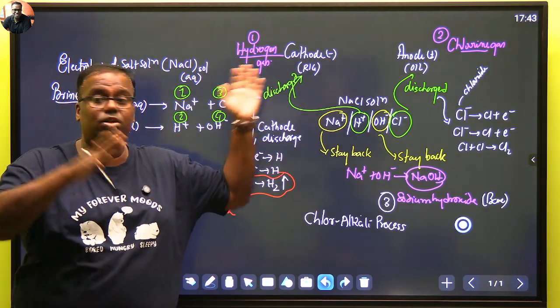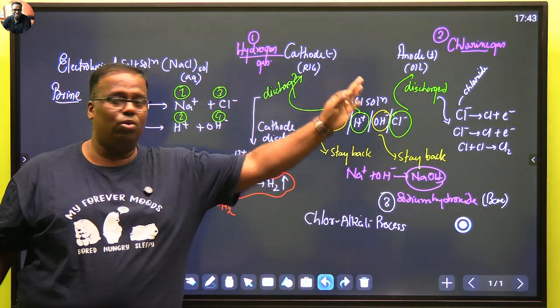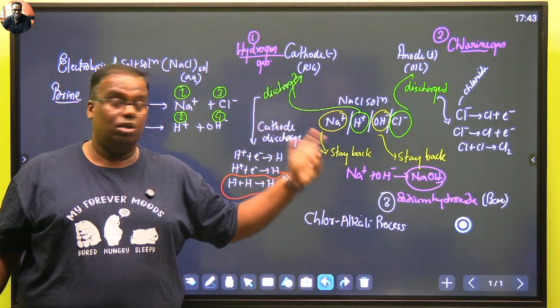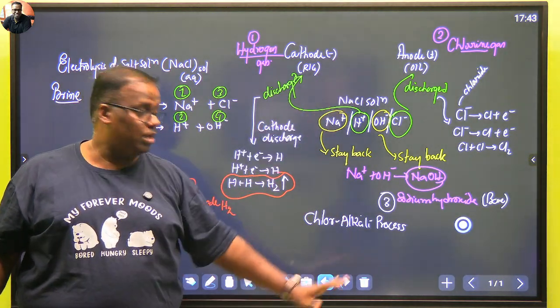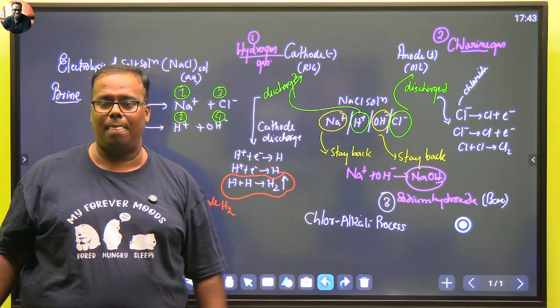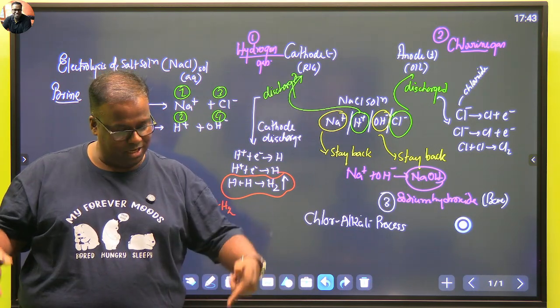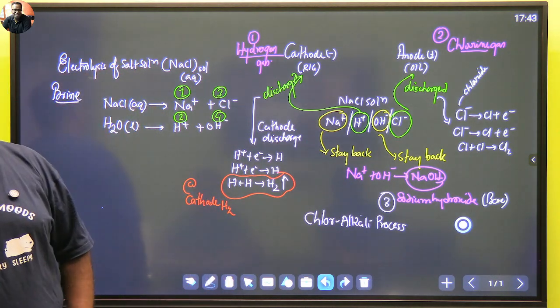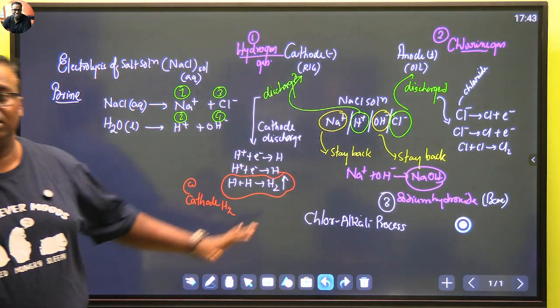Three products are released: hydrogen, chlorine, and sodium hydroxide. Hydrogen gets released at the cathode, chlorine gets released at the anode, and sodium hydroxide is not released as such. It is the electrolyte: after the chemical reaction, the entire electrolyte became sodium hydroxide. These 3 products we get.